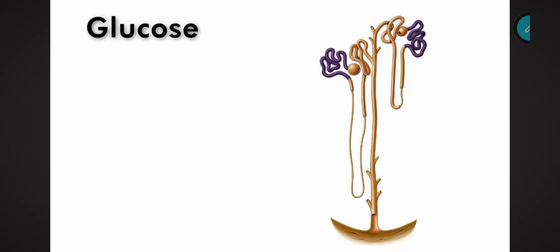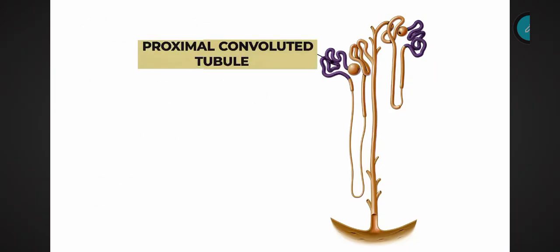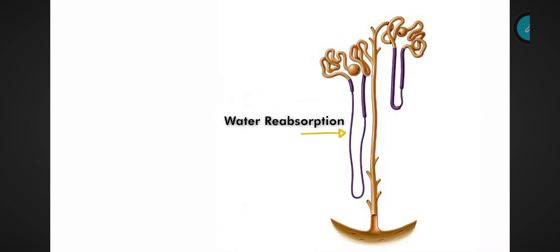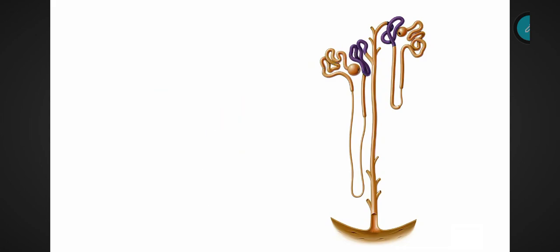For example, glucose, amino acids, water, and salts are reabsorbed from the PCT, meaning about 65% of the filtrate is reabsorbed there. Next, some water is reabsorbed from the descending limb of the loop of Henle, and then salt is reabsorbed from the ascending limb. After this, sodium and a small amount of water are reabsorbed from the DCT. Gradually, the filtrate becomes more concentrated as it moves into the collecting duct.